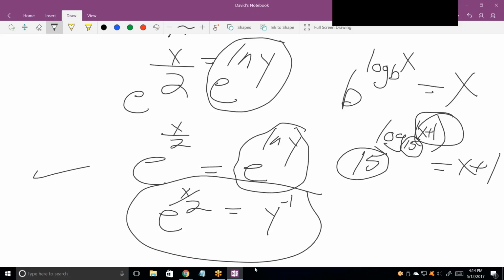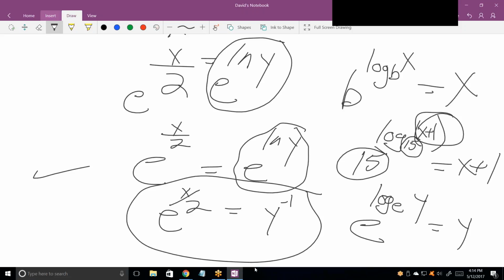And that's why I want to make the base e, because I now have e to the log base e of y, well, that's equal to y. Wait, why is that y negative 1 then? Because it's the inverse. Oh, okay, yeah. The problem was to find the inverse.